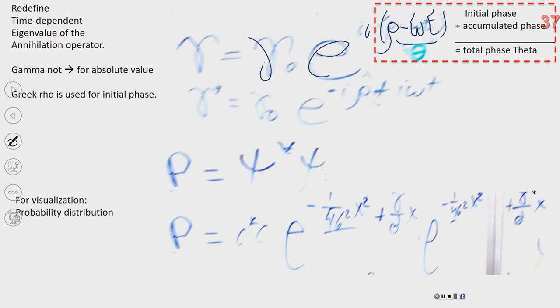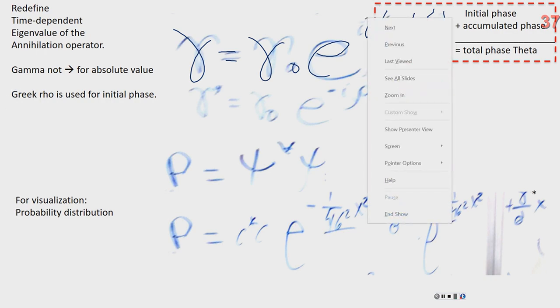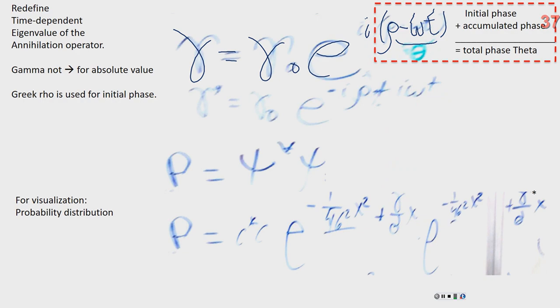So this gamma naught is the absolute value that corresponds to elongation, and then there is a time independent phase and a phase that accumulates with time. And also all phase together can be equal with letter theta. So this is done to just process complex conjugation in an easier way.